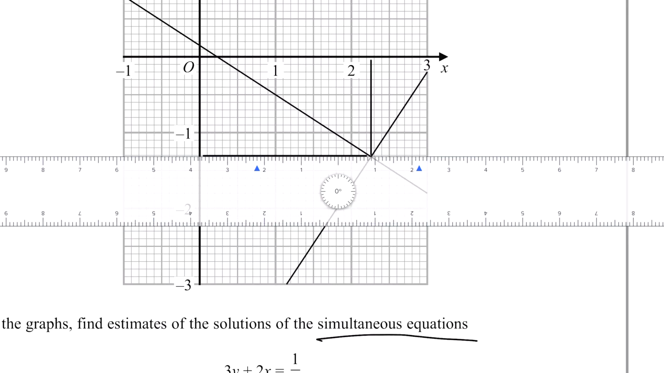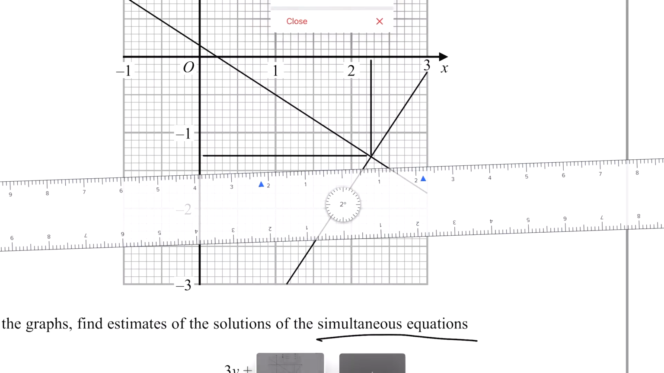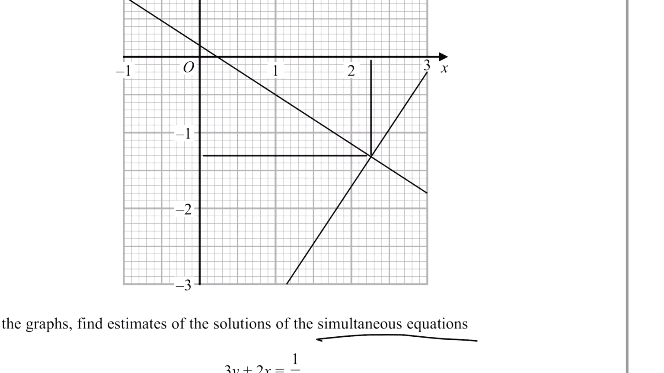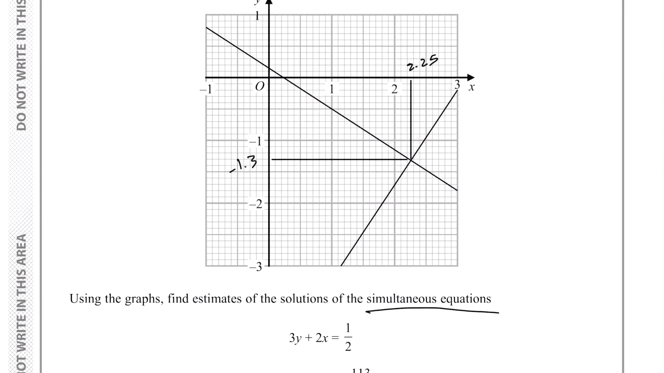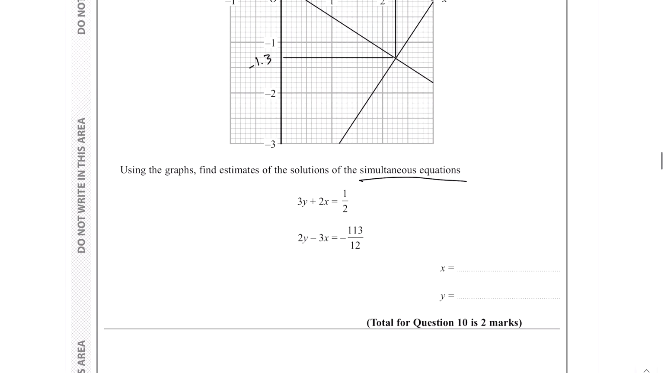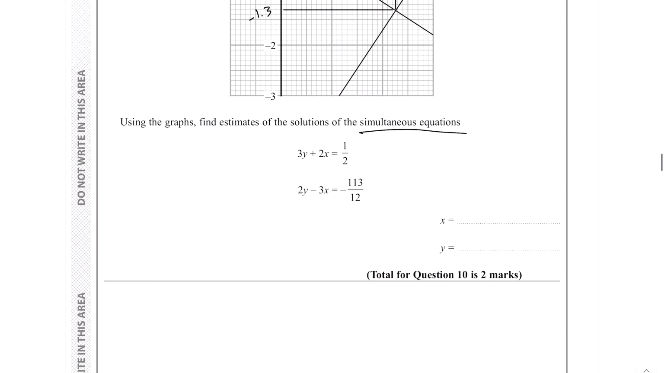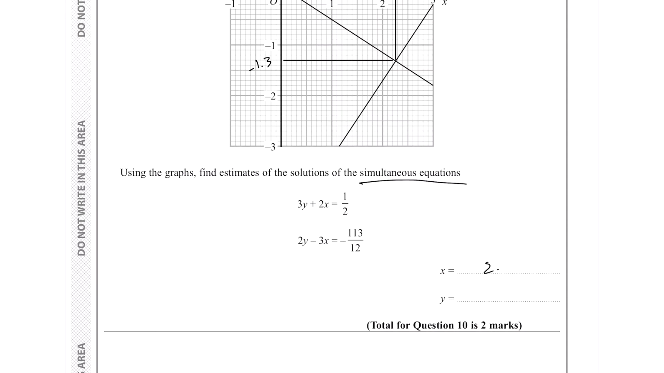Right, so I can see that on the x-axis, that looks to me like it's between 2.2 and 2.3, so I'm going to go with 2.25. And on the y-axis, it looks like it's minus 1.3. So let me just zoom back out. So that is, on the x, it is 2.25, and on the y, it's minus 1.3.